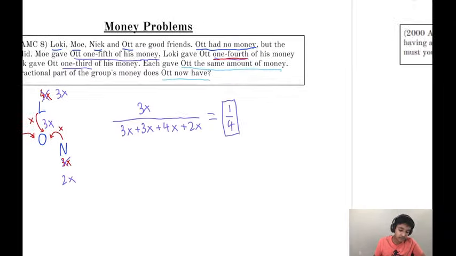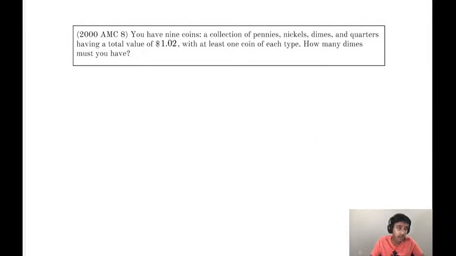So now let's take a look at this problem. You have 9 coins, a collection of pennies, nickels, dimes, and quarters having a total value of $1.02, with at least 1 coin of each type. At least 1 coin of each type.